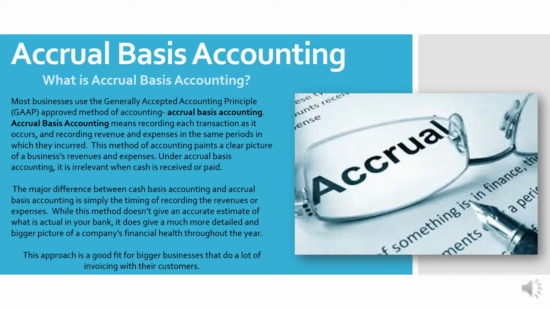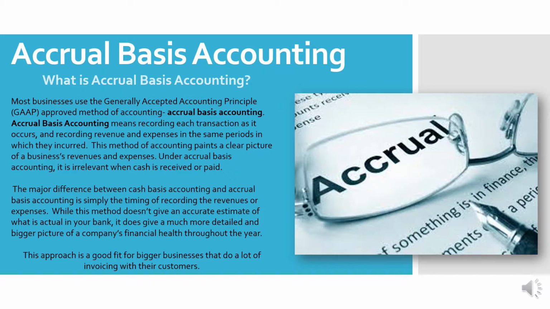Most businesses use accrual basis accounting. It means recording each transaction as it occurs. This method of accounting paints a clear picture of a business's revenues and expenses. Revenue is only recorded when it's been earned, and expenses are only documented when they've been incurred. Under accrual basis accounting, it's irrelevant when cash is received or paid. The other method of accounting, the cash basis accounting system, isn't allowed by the GAAP, or the generally accepted accounting principles.